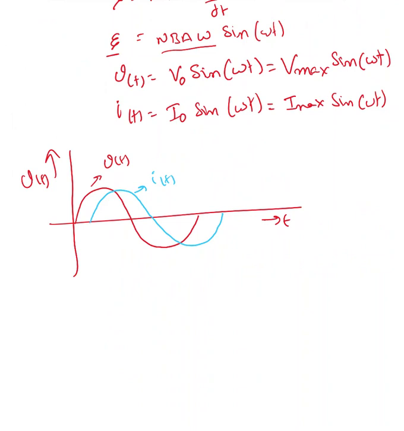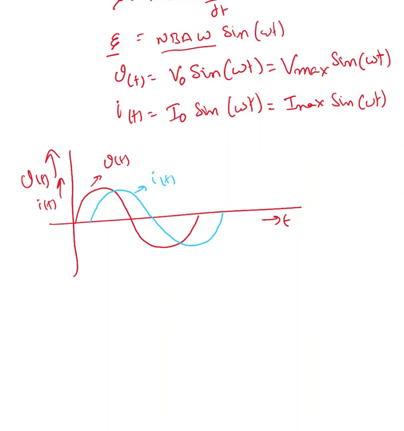Now from this sinusoidal waveform, I'm going to define some basic terms. What is V naught? V of t, here I showed you two waveforms. One is the V of t voltage waveform, another one is the I of t current waveform.